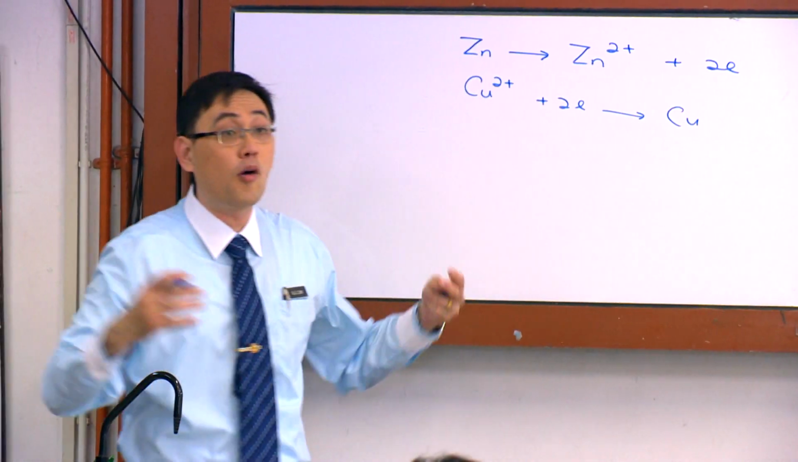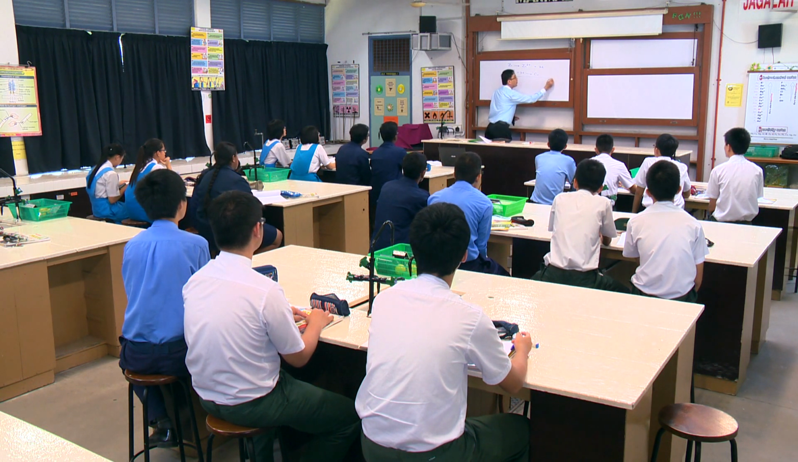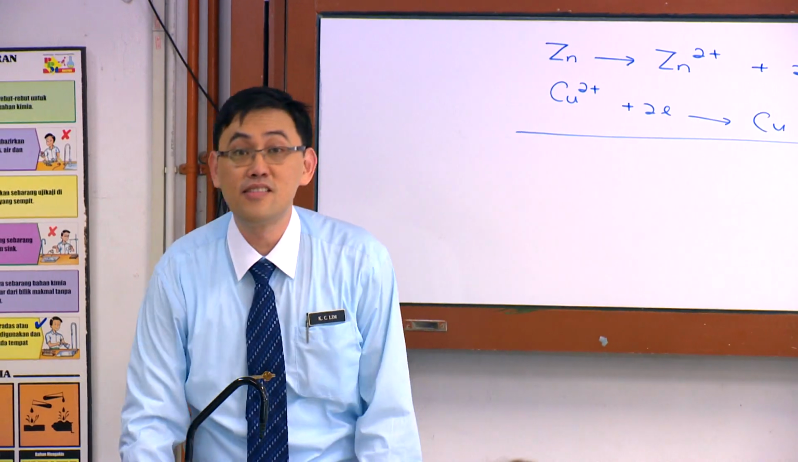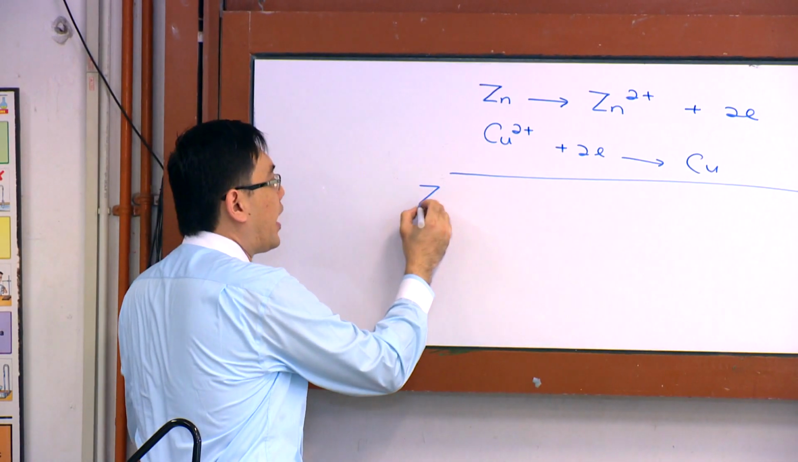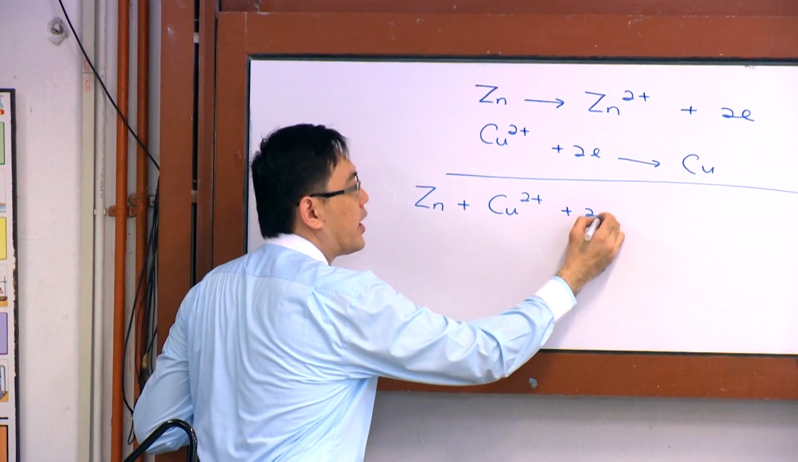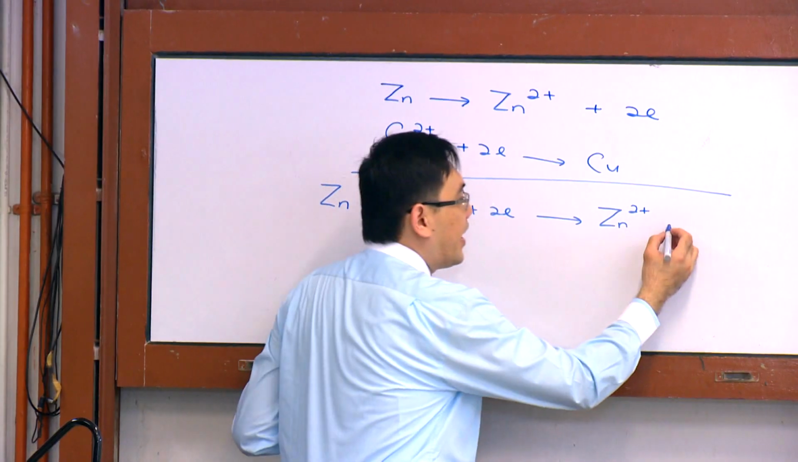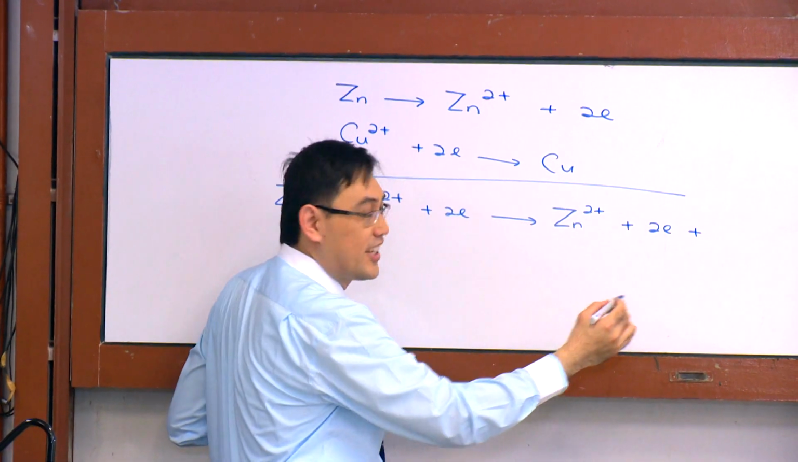When we want to combine these two half equations together to become the ionic equation, first of all, you have to check the electrons. Do they have the same number of electrons? Yes, right? So whatever is on the left-hand side of the equation, we have to copy back. So I have the zinc, I have the copper 2 ion, and 2 electrons. On the right-hand side, what do I have? Zn2 positive plus Cu.